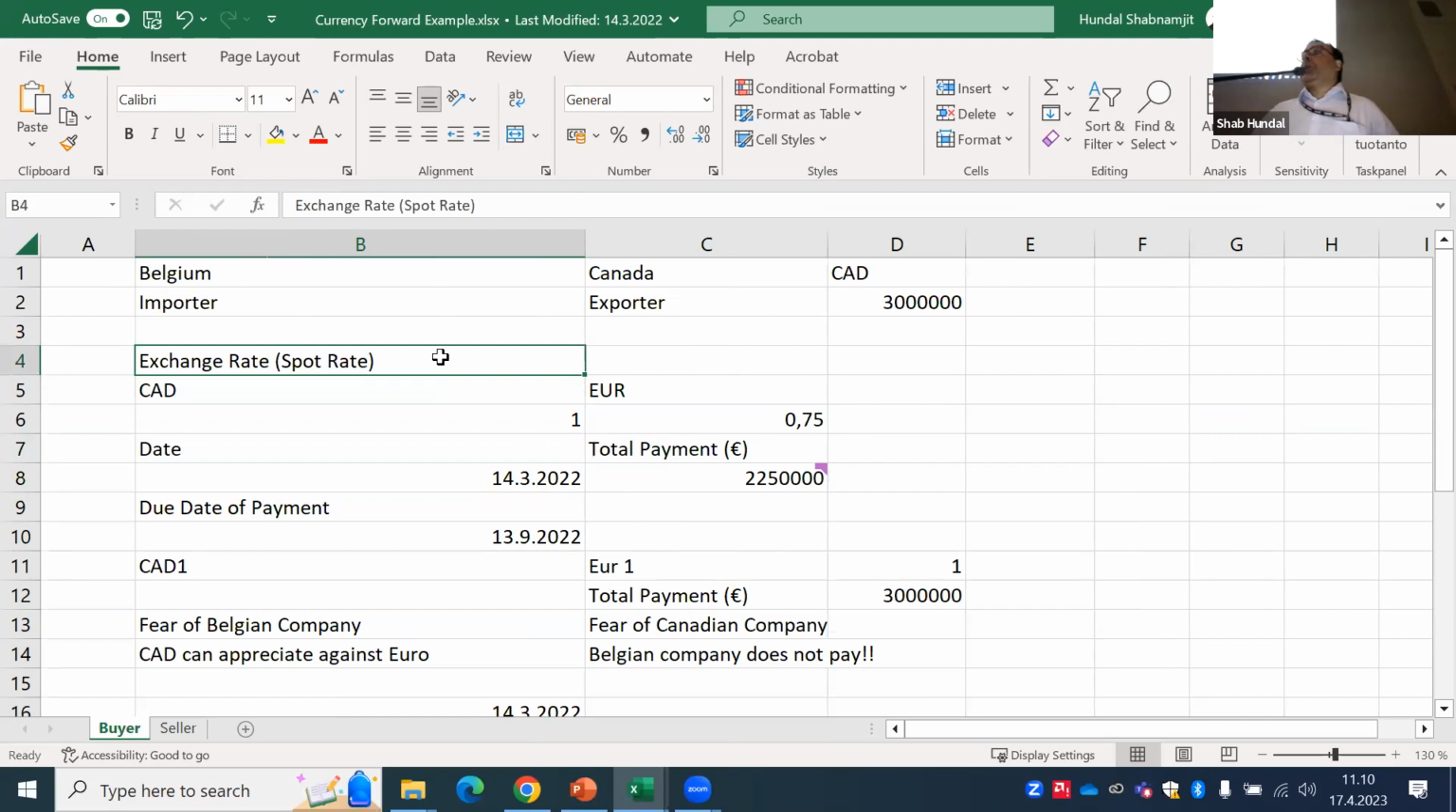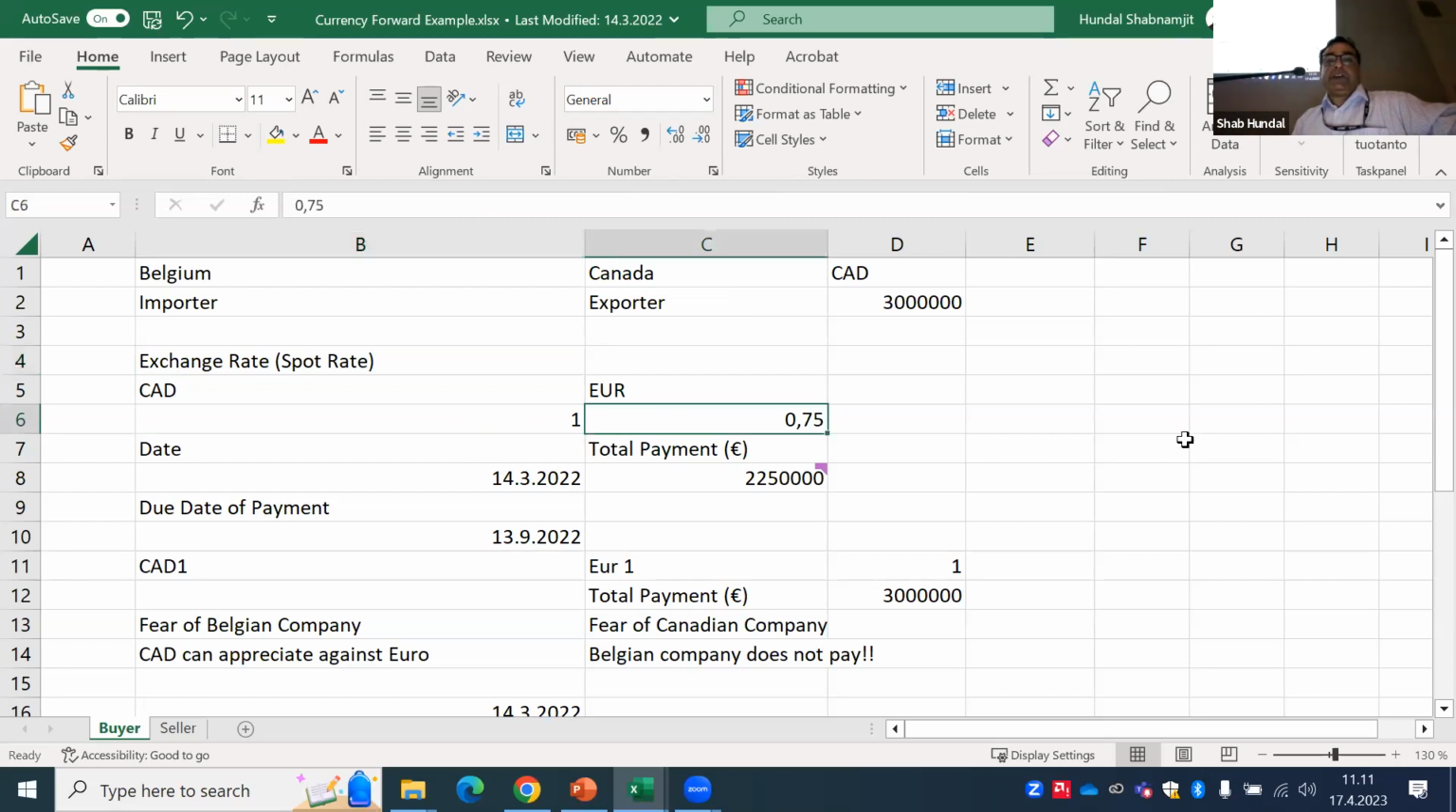In the spot market, you know what the spot market is? If you want to make a payment right now, you buy something on 14th of March, and you want to make the payment on 14th of March. So the prevailing, the current exchange rate is called, look at the phrase, at the spot. What does it mean, basically? Right now. So at the spot rate, 1 Canadian dollar is 75 cents in Europe, or 0.75 euro.